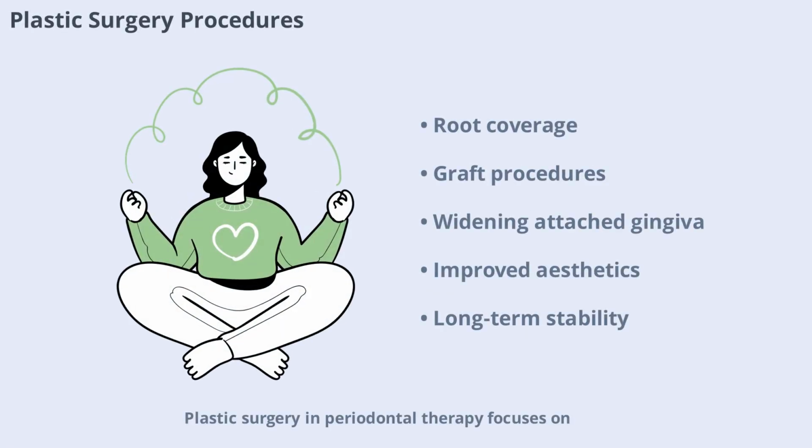Plastic surgery in periodontal therapy focuses on improving the appearance and function of the gums. Procedures such as root coverage, often achieved through grafts, help address gum recession and protect exposed roots. Widening the attached gingiva is another important goal, as it enhances the stability of the teeth and supports overall oral health.